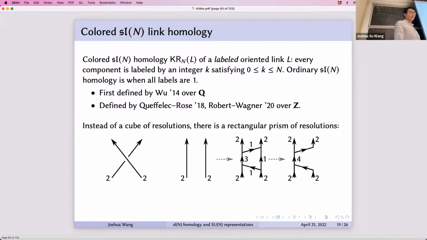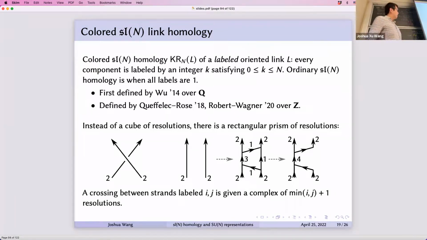Right, so you get a rectangular prism of resolutions. If the strands are labeled i and j, then you again just get a row of these resolutions, and the length of that row is the smaller of the 2 labels plus 1.